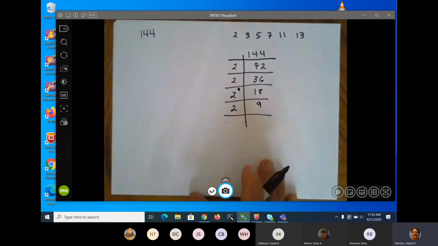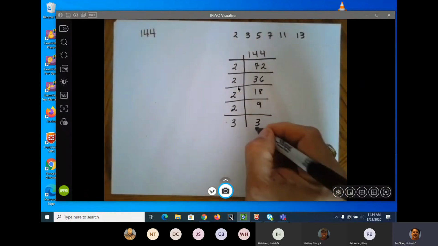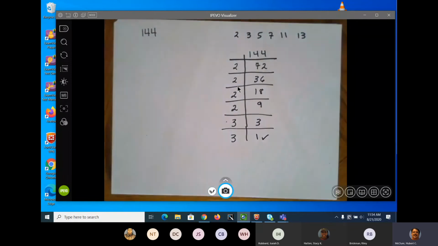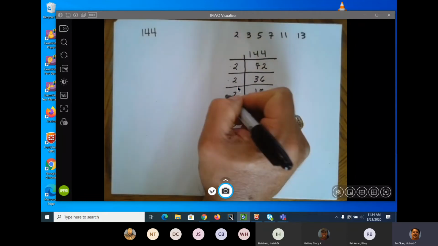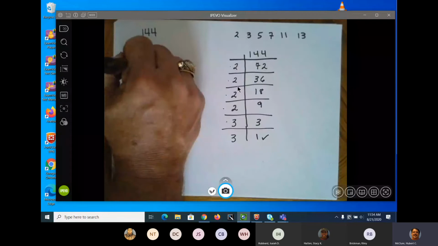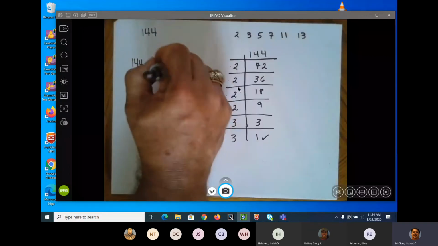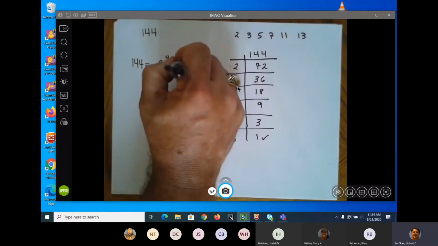Got to switch gears now because now we got a 9. So I'm going to divide by 3, and divide by 3 again. And there's my magic 1 right there, which tells me I'm done. 1, 2, 3, 4. So 144 is equal to 2 to the 4th power times 3 to the 2nd power.